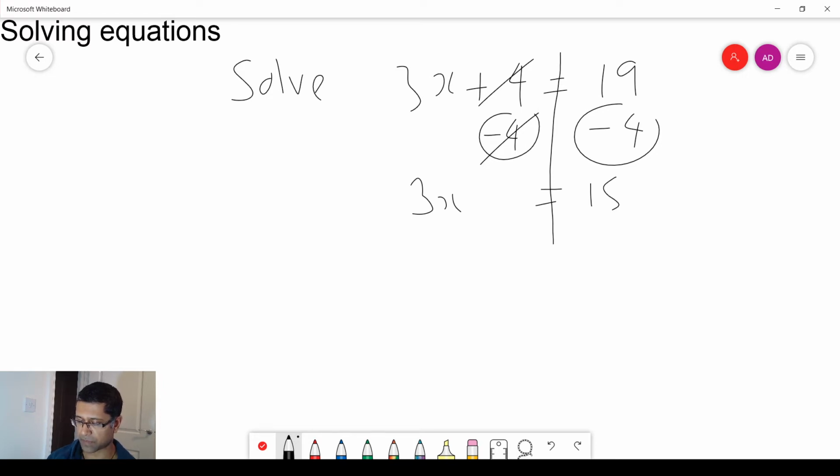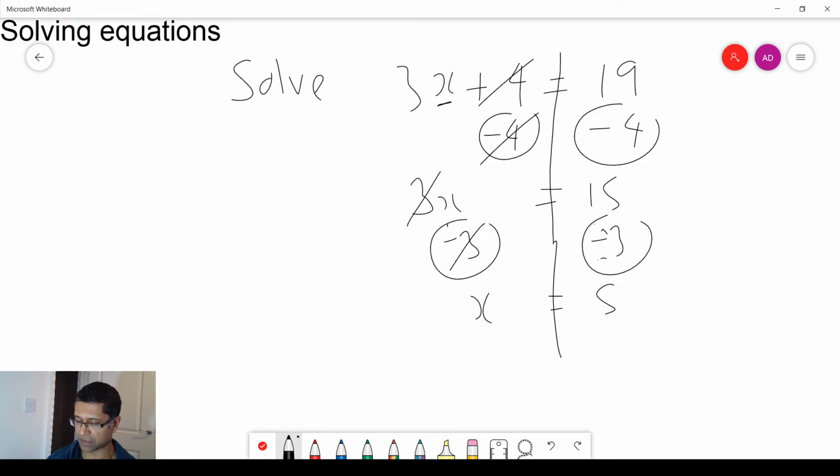To get rid of times by 3, you divide by 3. What have you done on this side? Do on the other side. 3 divided by 3, they knock each other out. You're left with x is equal to 15 divided by 3 is 5. So you can check, x is 5. 5 times 3 is 15. 15 add 4 is equal to 19.